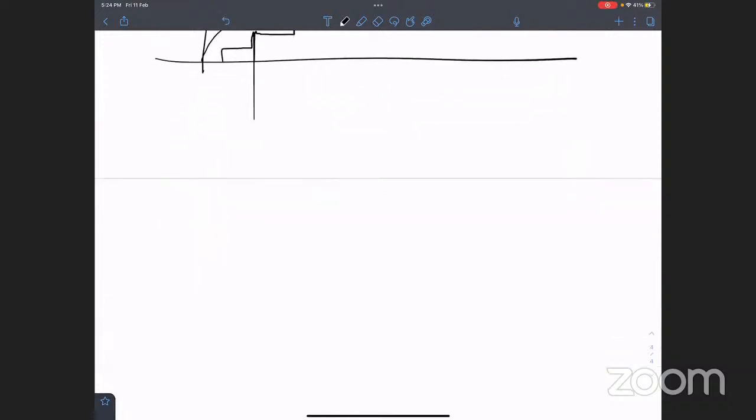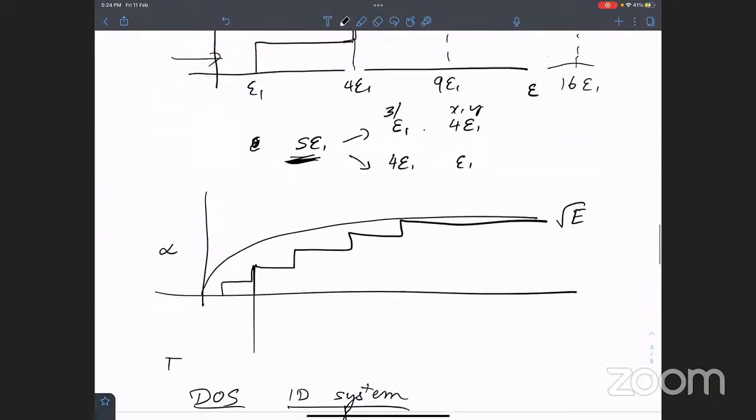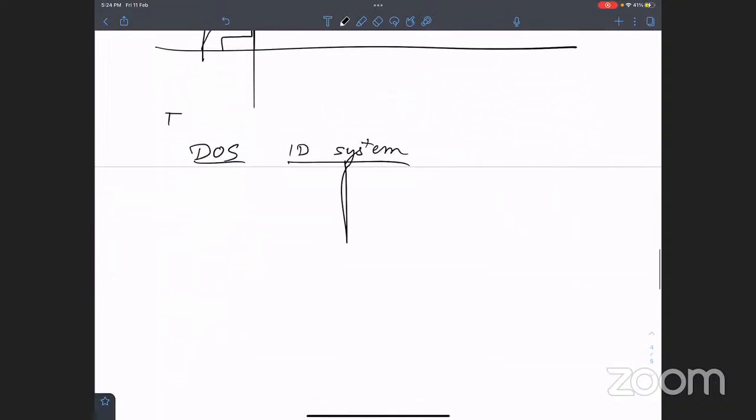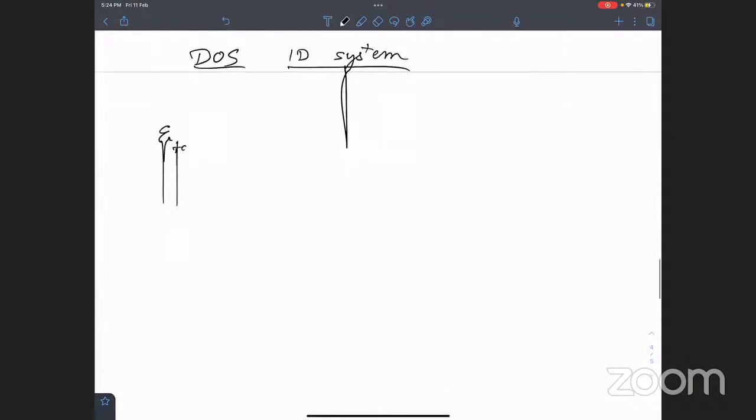Now, what will happen for a density of states for a 1D system? How we do it for a 1D system is again the same way. The total energy E total can be split into parts: E of X, three parts, E of Y.